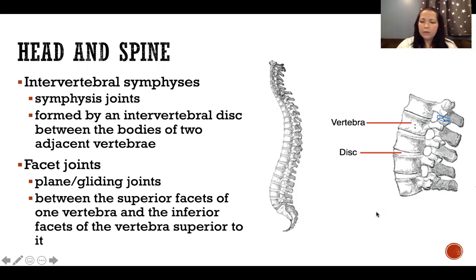So we'll talk about those a bunch more when we get to that again later on, because those are joints that are commonly injured in whiplash. So somebody who has whiplash pain that goes on and on for a long time, often it's because they've injured their facet joints and maybe they haven't healed correctly.